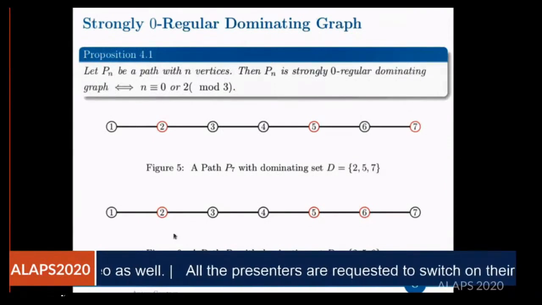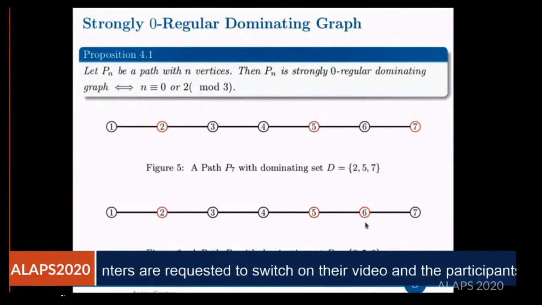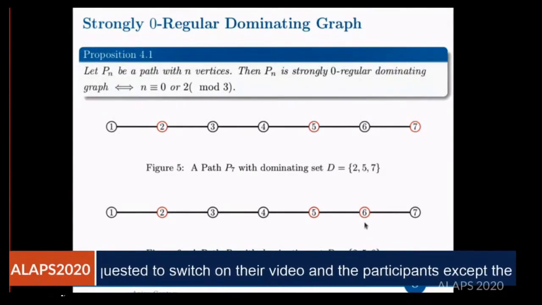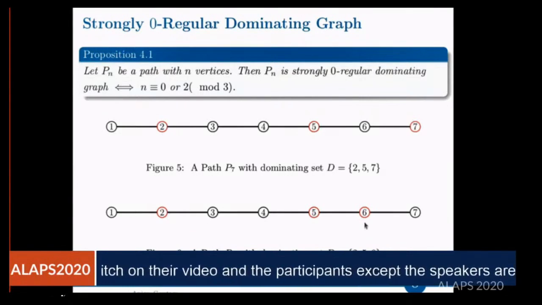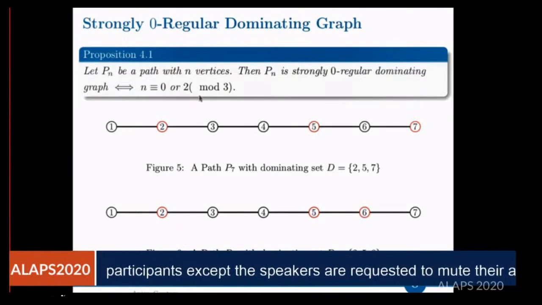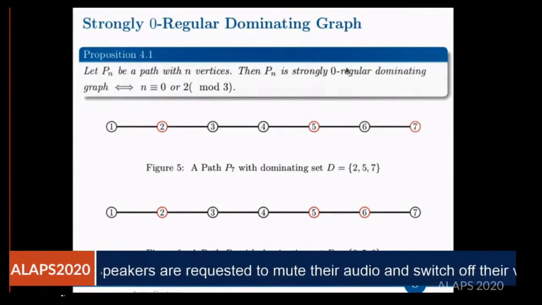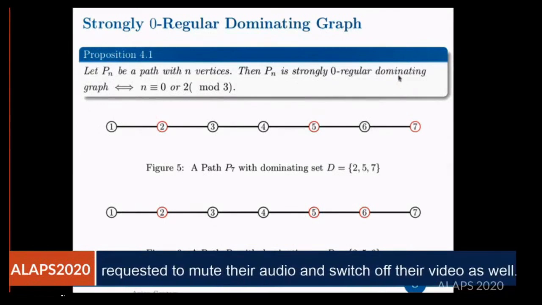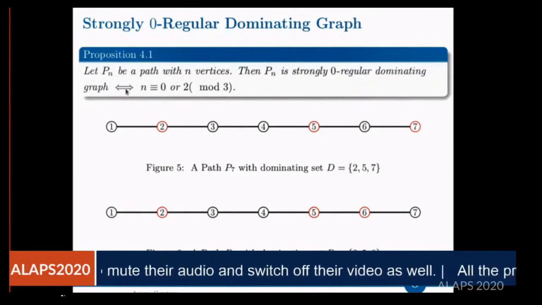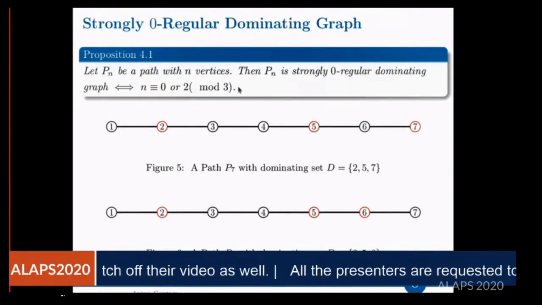But as we can see in figure 6, the dominating set 2, 5, 6 is not going to be a zero regular dominating set. So that's why for n congruent to 1 mod 3, this result says Pn is not strongly zero regular. So it is strongly zero regular dominating if and only if n is congruent to 0 or 2 mod 3.